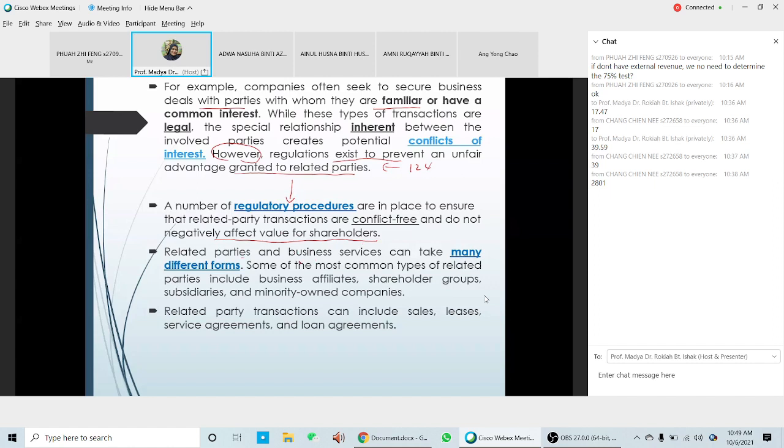Related party business services can take many different forms. For example, business affiliates, shareholder groups, subsidiaries, and minority-owned companies.